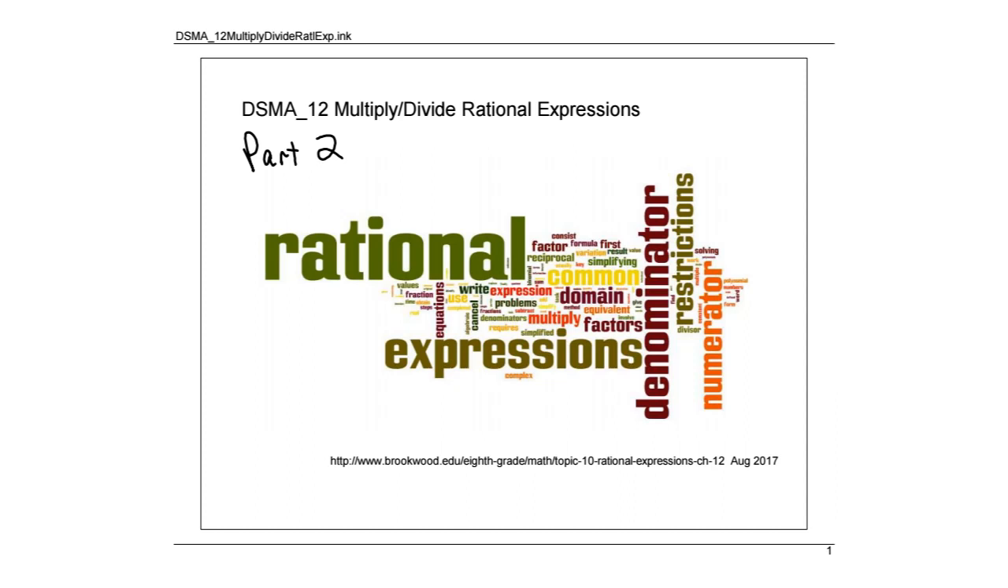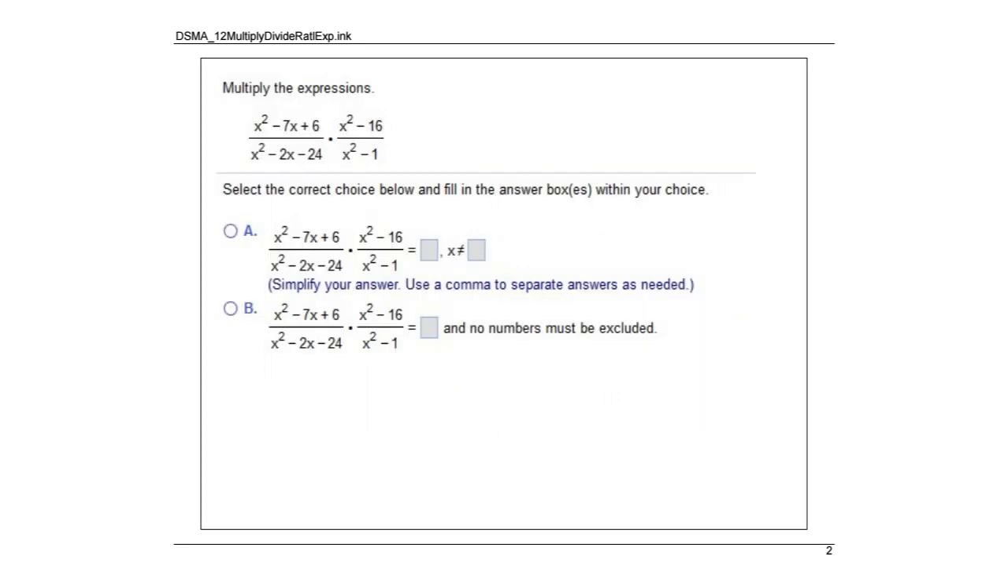All right, let's finish up DSMA 12. So we have another multiplication problem. We have two rational expressions. So we do have to worry about our exclusions. We're going to come down here and do that in just a minute with this not equal to. But let's go ahead and factor.